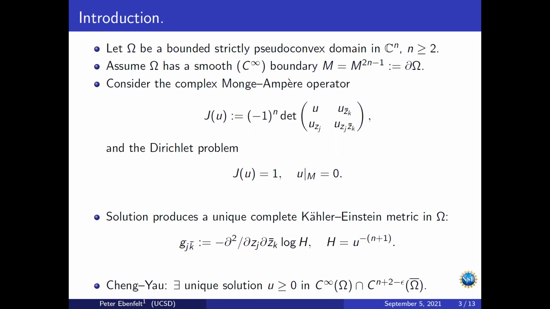So this was realized already by Fefferman. Technically, the smoothness that Cheng-Yau proved up to the boundary is n plus 3/2 minus epsilon, but that was later improved by Lee and Melrose to n plus 2 minus epsilon.